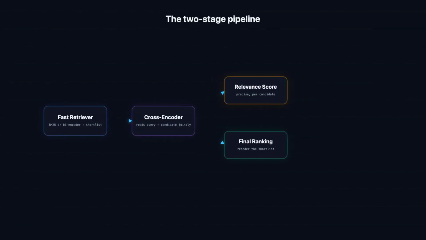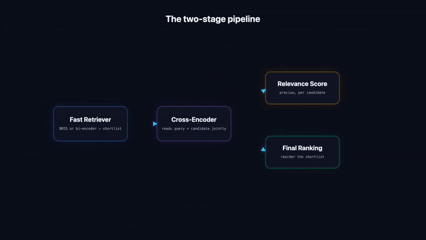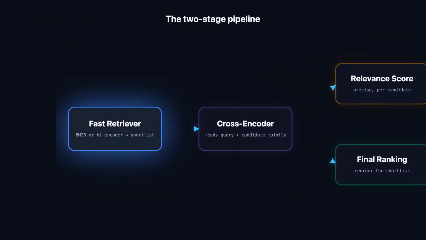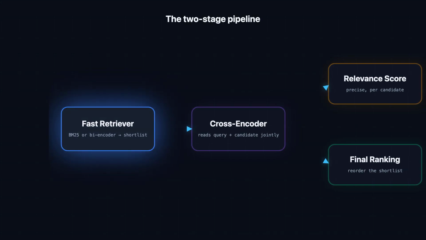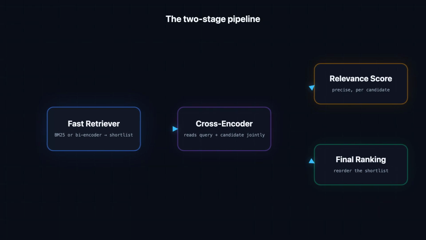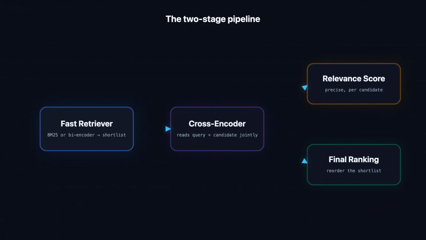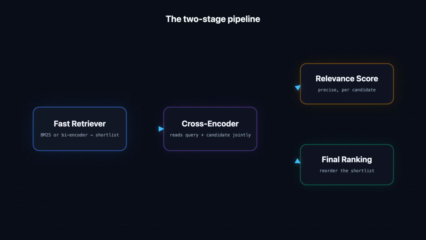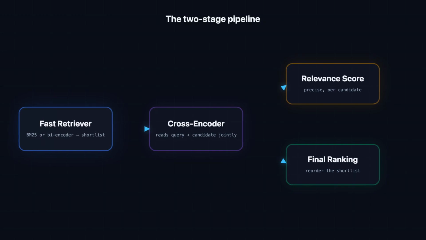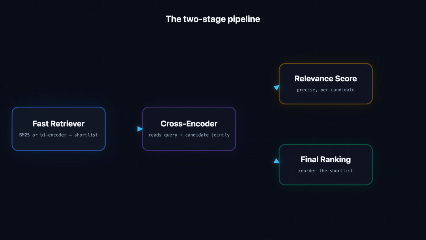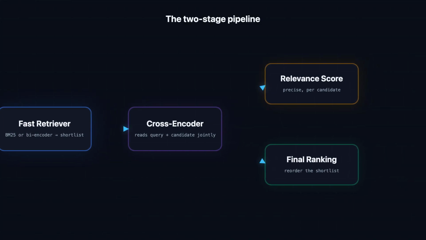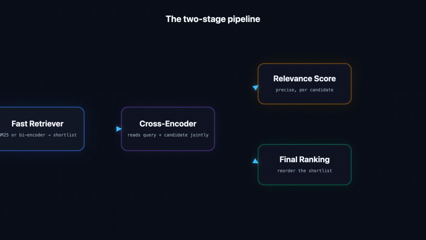So how do you get accuracy without paying that cost on every document? Follow the two-stage pipeline. Everything starts with a fast retriever. That can be BM25 or a bi-encoder, and its only job is to sweep the whole collection cheaply and return a short list, maybe the top 50 or top 100 candidates. It doesn't need to be perfect, it only needs high recall, good enough to make sure the real answer is somewhere in that short list for the next stage to find.